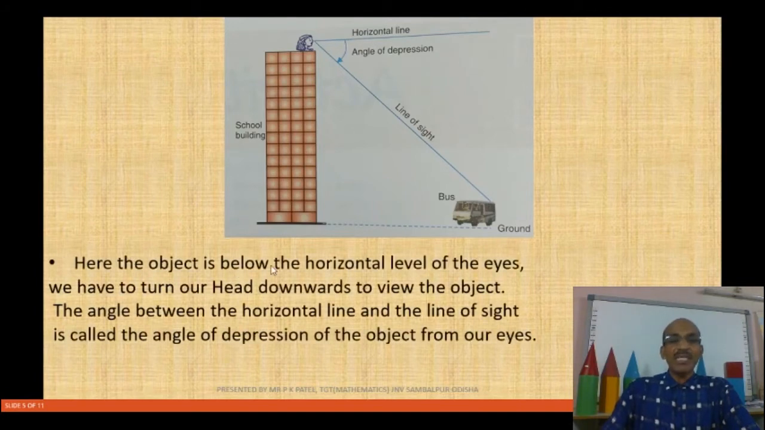Here the object is below the horizontal level of the eye. We have to turn our head downward to view the object. The angle between the horizontal line and the line of sight is called the angle of depression of the object from our eyes. In this case, when the person is observing the object which is below the horizontal line, then we have to move the head downwards.